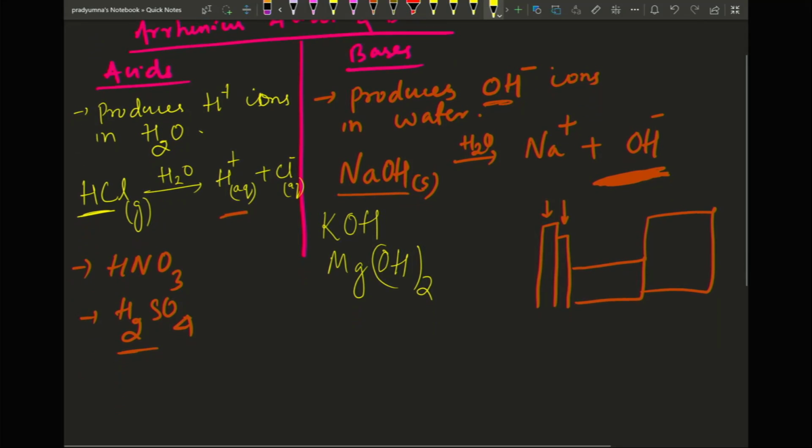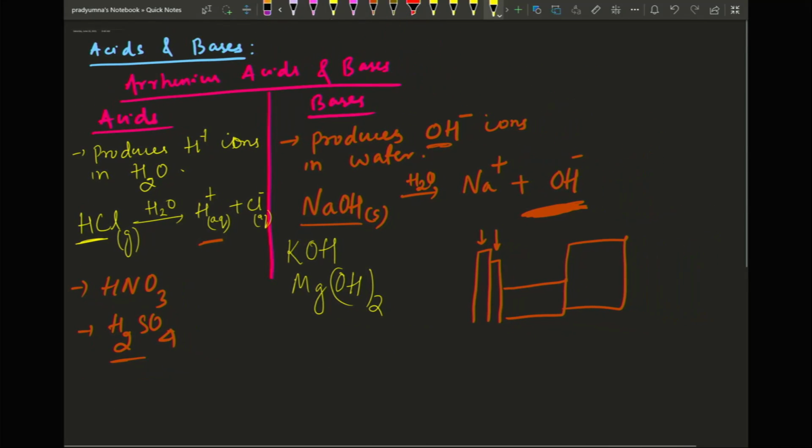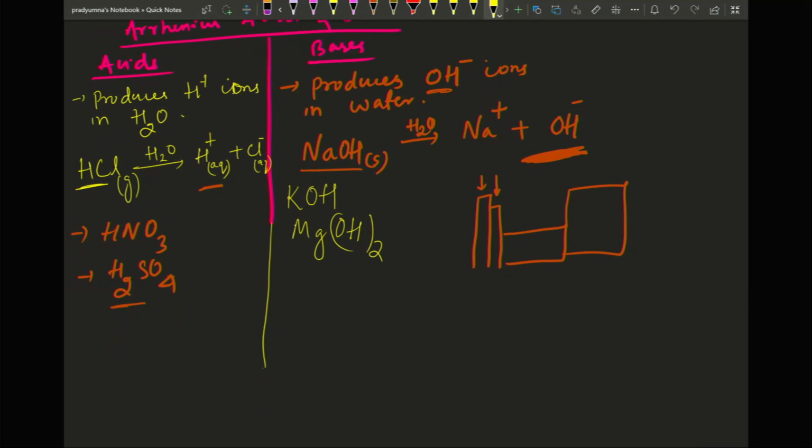So what are other properties of acids and bases? Acids, think of lemon juice. How does lemon juice taste? Lemon juice is obviously sour. All the acids taste a bit sour to our mouth. But don't go tasting the strong acids HCl or HNO3, by the way.